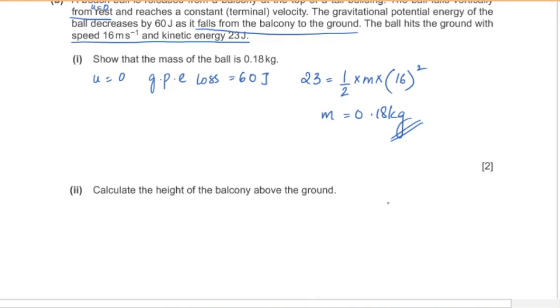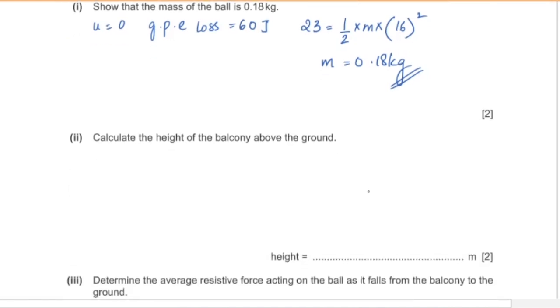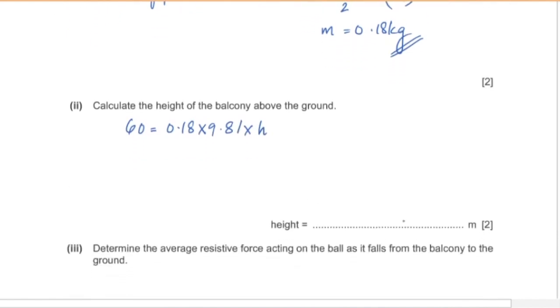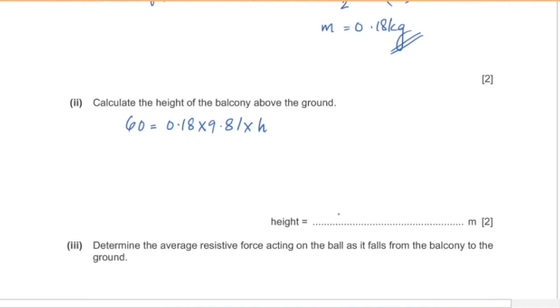Part 2, calculate the height of the balcony above the ground. So the gravitational potential energy loss is 60 joules, which means that gravitational potential energy at the balcony level is 60 joules, which is equal to the mass of the ball multiplied by 9.81, which is g, into the height of the balcony above the ground. Hence, the height is going to be 34.04 meters.